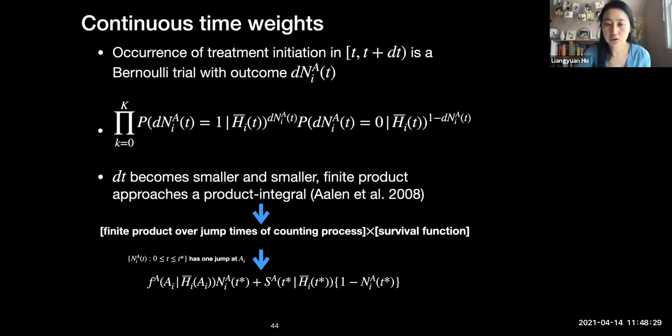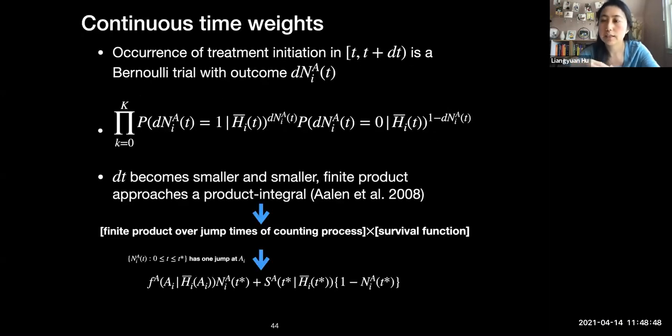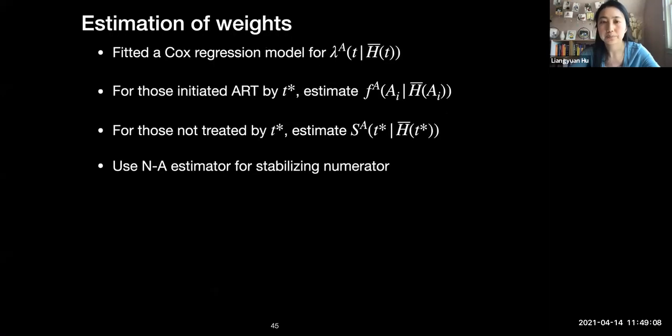For those who have initiated treatment by T star, we're going to use the inverse of the conditional density function. For those who have not initiated, we're going to use the inverse of the survival function. So, if you recall the weighting scheme that was derived by the Radon-Nikodym derivative from the previous example, this weighting scheme is actually in accordance with that. So we took different approaches, but arrived at the same conclusion.